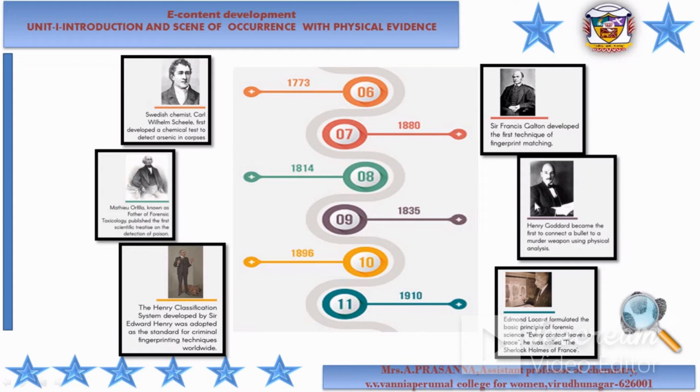Let me tell the origin of forensic toxicology. Look at this scientist. He is a Swedish chemist called Wilhelm Scheele. He is the first one who developed a chemical test to detect arsenic in corpses in 1773. His work was further elaborated by a German chemist, Valentin Rose, in 1806 to detect poison in stomach walls.